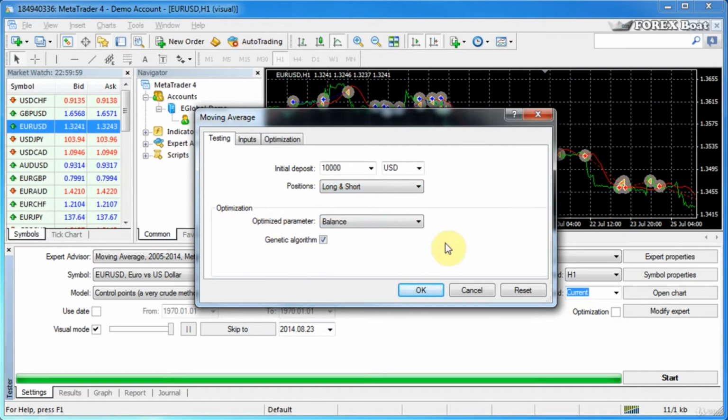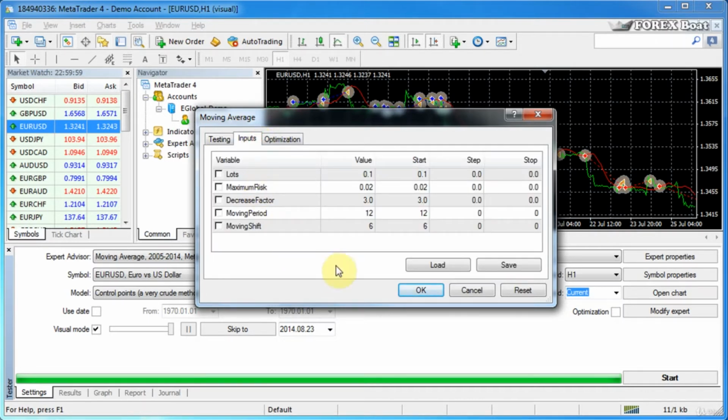Once again, we won't be talking about optimization in this tutorial, so we'll skip this section. And now we'll go to the inputs. The inputs is the main tab of the expert properties window. What these inputs mean is certain controls that you as a trader can change to adjust the behavior of the Forex robot that you're backtesting. And these are the same controls that you will see when you launch an expert advisor on your chart to actually trade. You will see these same controls, and therefore it matches up.